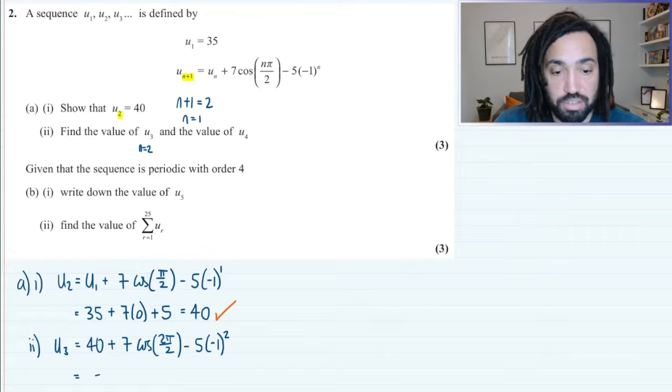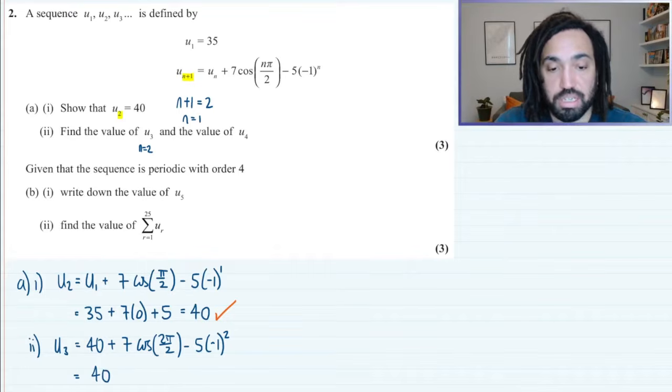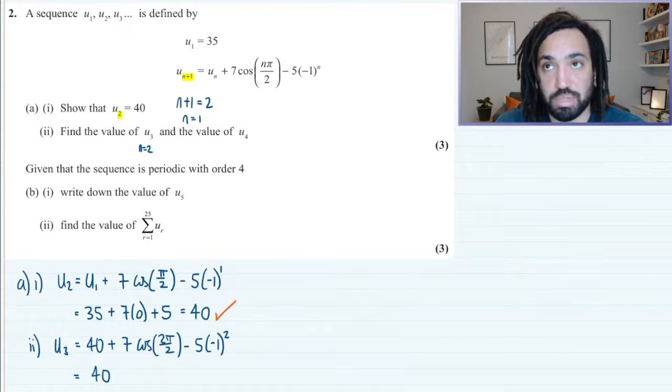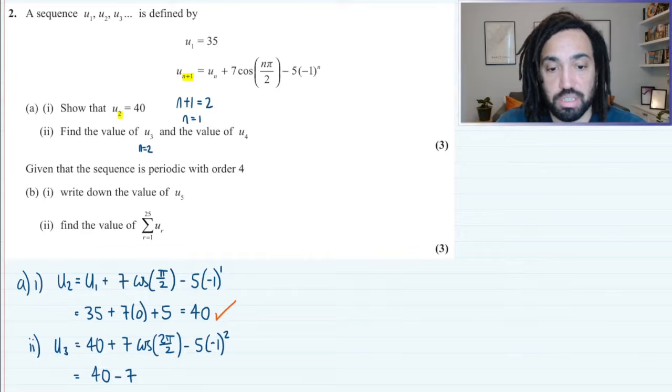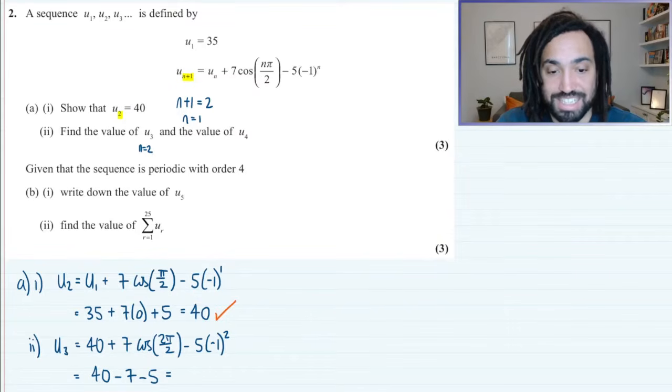Okay, so this is going to give us 40. Now cos of 2 pi over 2 is the same as cos of pi, which is minus 1. So that's going to give us minus 7. And then minus 1 squared is just 1, times by minus 5 is minus 5. So this is going to give us 28.